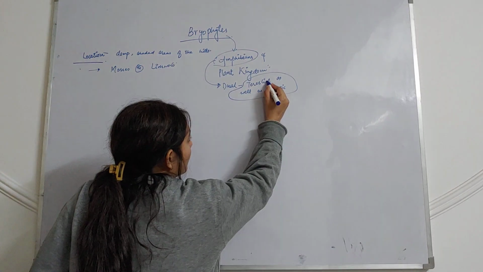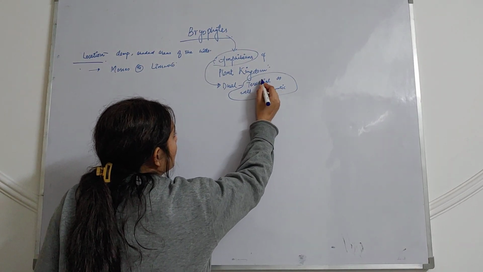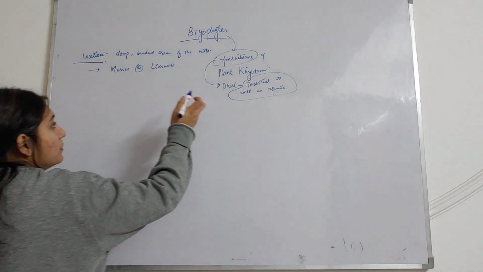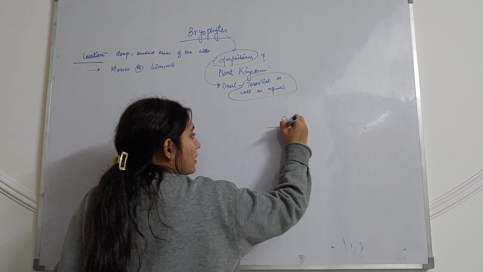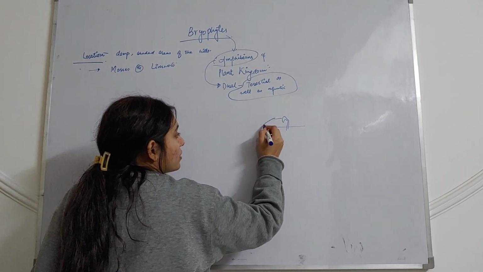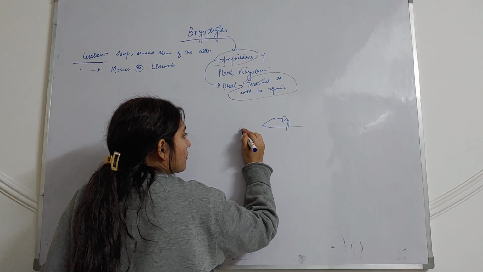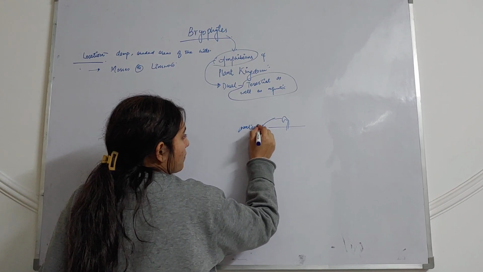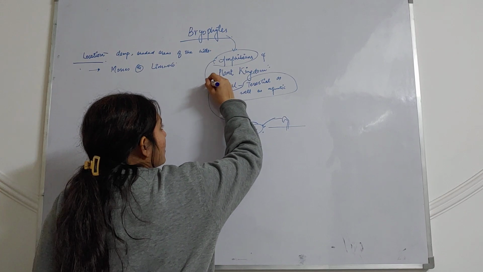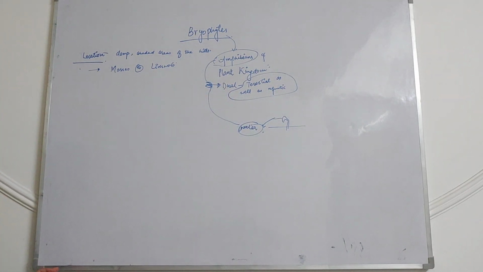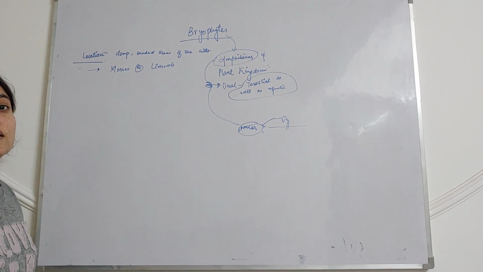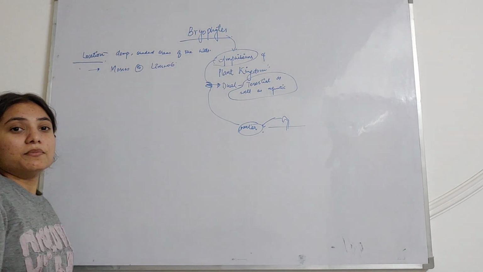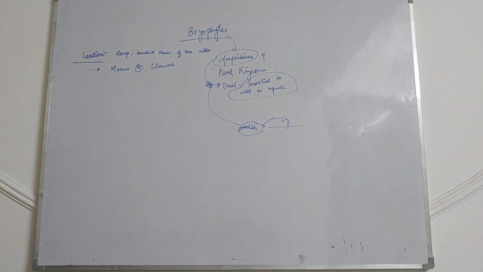Means they are growing on land, but for fertilization they are dependent on water. That's why they are called as amphibians of plant kingdom. So bryophytes are the amphibians of plant kingdom. They are present in the damp, shaded, marshy areas, and they are divided into two parts, mosses and liverworts.